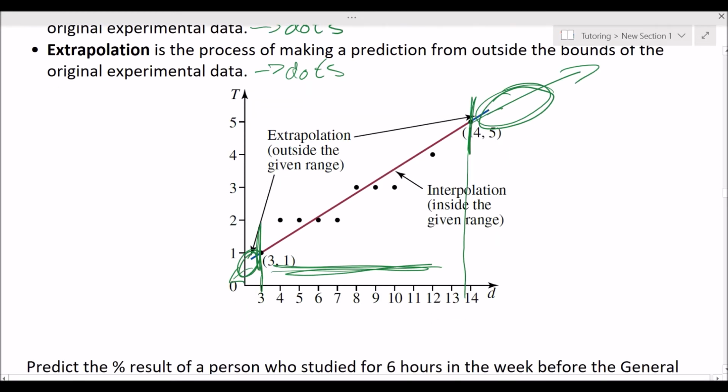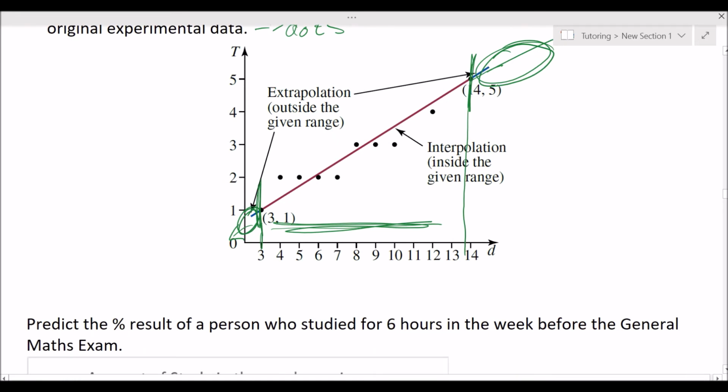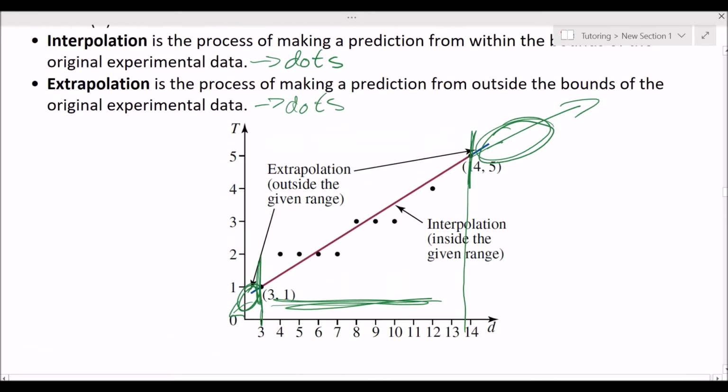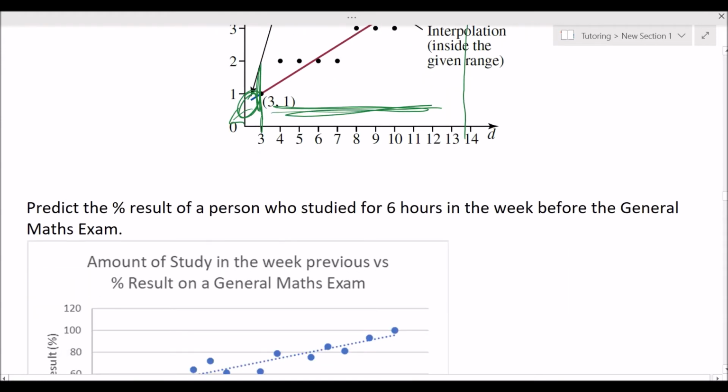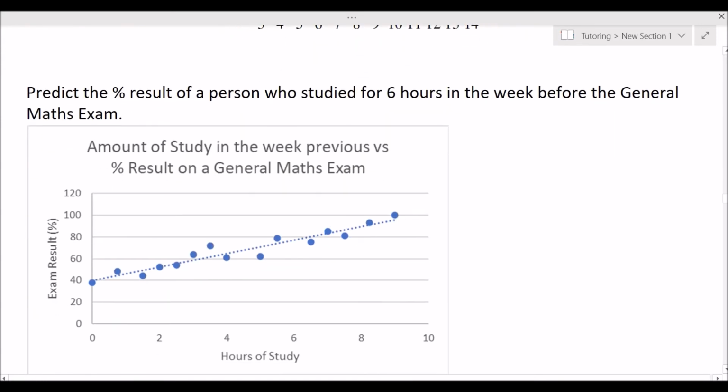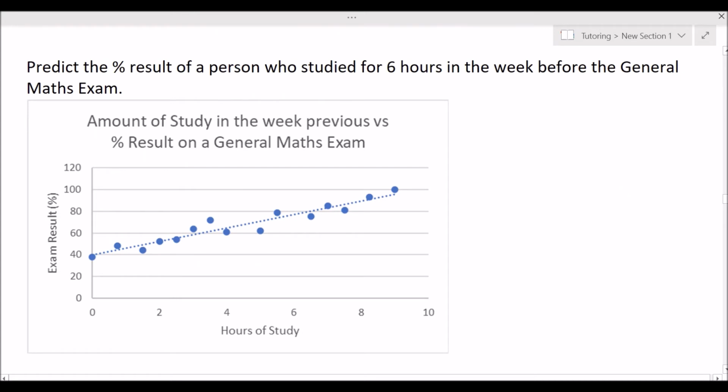Okay, now there's a couple of ways that we can interpolate or extrapolate. The first one is to look on our scatter plot. Okay, so if we wanted to predict the results of a person who studied for 6 hours, what we could do is look on our graph, find 6, rule a line upwards, and then rule a line across. It looks like it's something like, I don't know, 78%-ish.